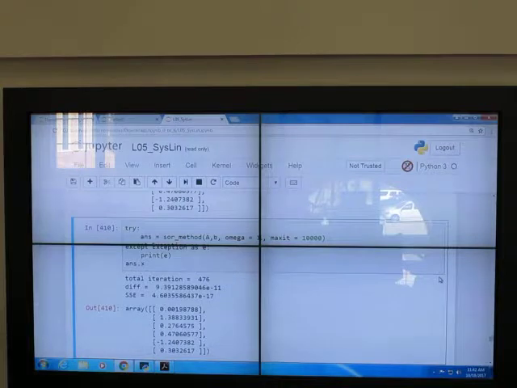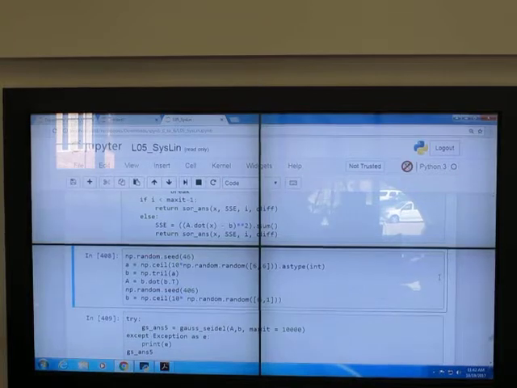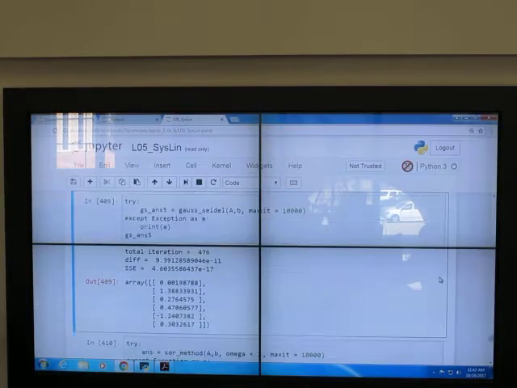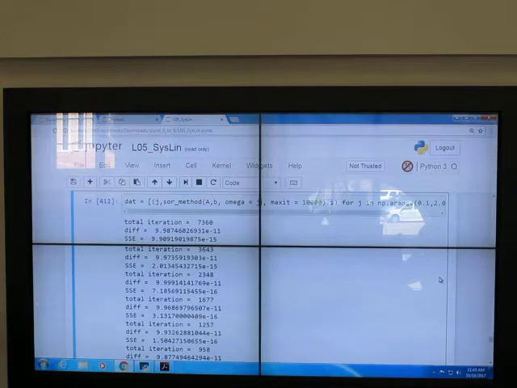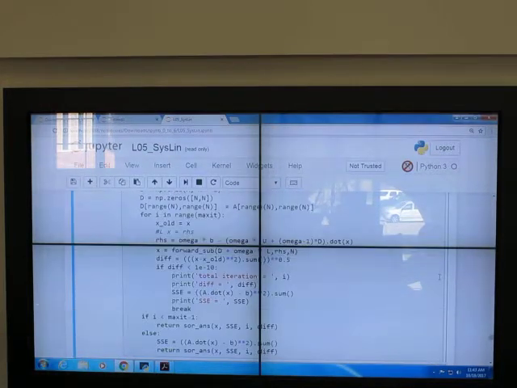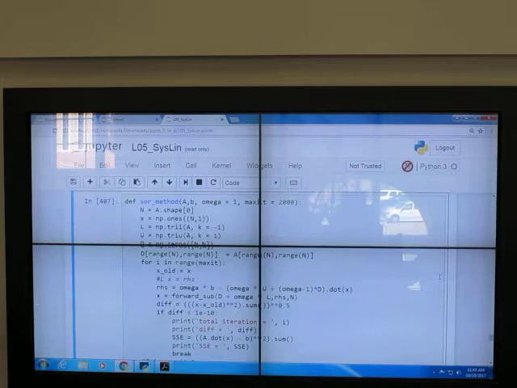Why did I create a class for this? I want that when I get the answer, I can do something like answer.x, and it tells me something, answer dot something. Let's take a look at the class a little bit. When I have the class, I have self.x, self.sse, self.i, self.div. That is the class of SOR answer.